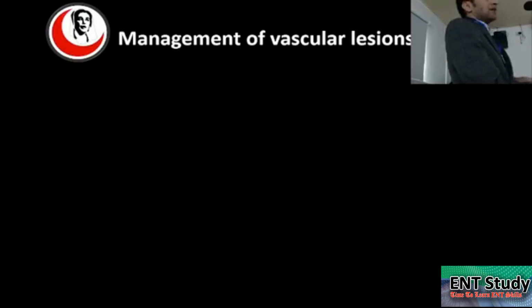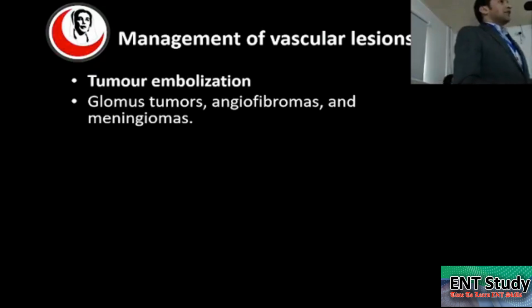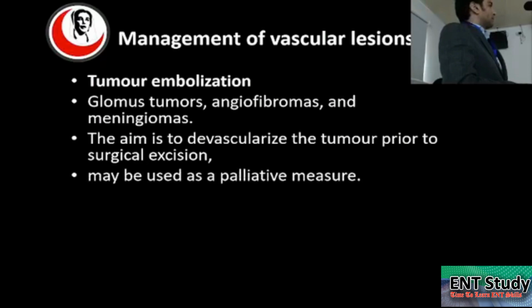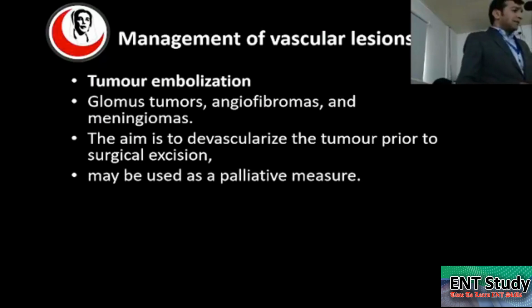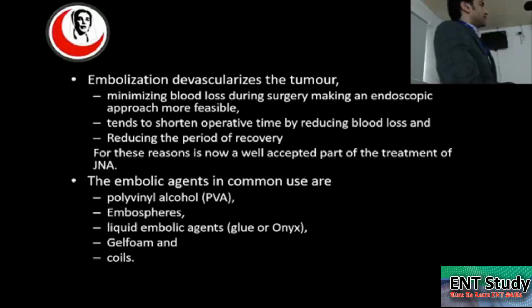Now the management of vascular lesions, that is the pre-surgical embolization of tumors, which is usually done in glomus tumors, angiofibromas and meningiomas. The aim is to devascularize the tumor prior to surgical excision. It may be done in cases in which the patient is unfit for surgery or unfit for anesthesia. It can shorten operative time by reducing blood loss and reducing the period of recovery. For this reason, it is now a well-accepted part of treatment of juvenile nasal angiofibroma. Embolic agents in common use are polyvinyl alcohol, embospheres, liquid embolic agents, gelfoam and coils.